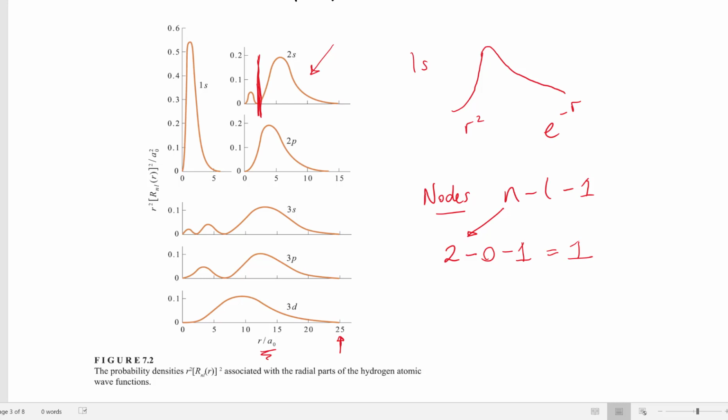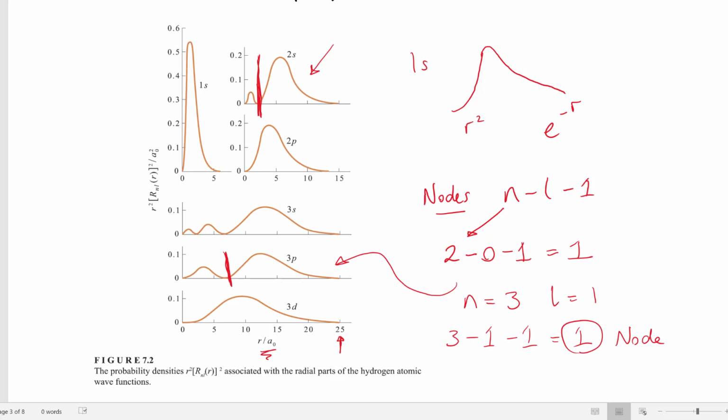Okay, and we can similarly have a look at the 3p orbital. So the 3p orbital in here, again, n is equal to 3, and it's a p orbital, so that means l is equal to 1. And so we've got n is equal to 3 minus l is equal to 1 minus 1, and that's equal to 1. And so we therefore have one node, and that node appears right in here.